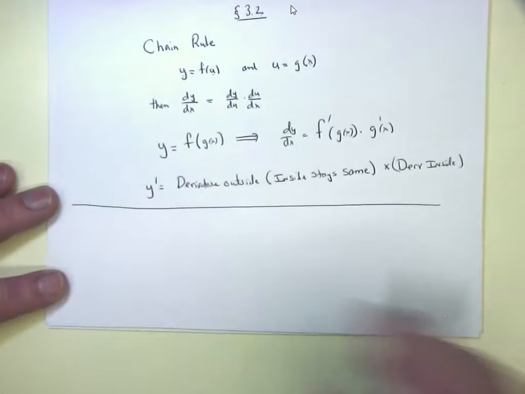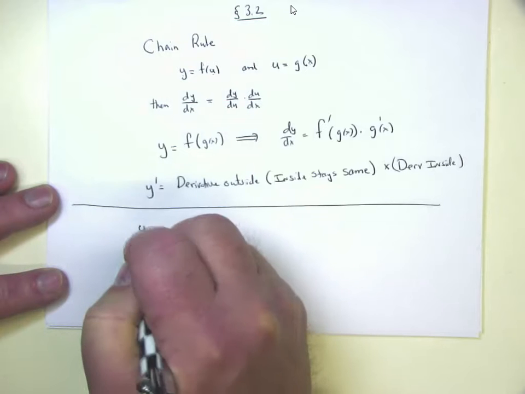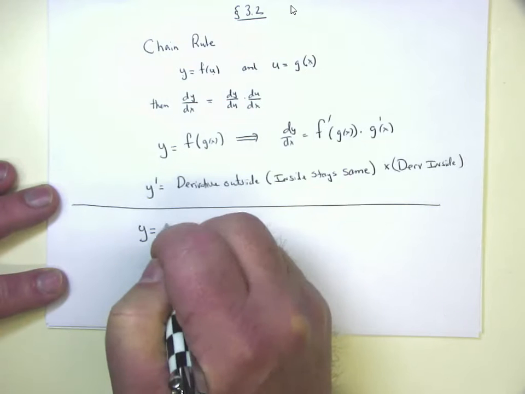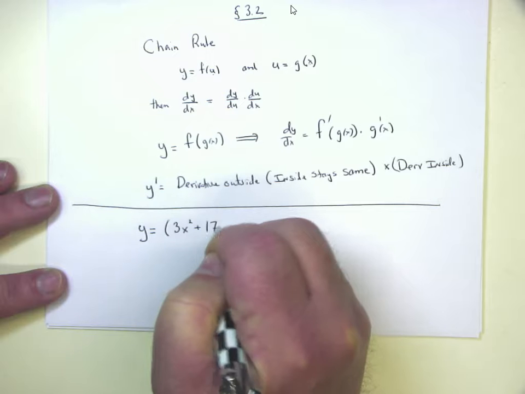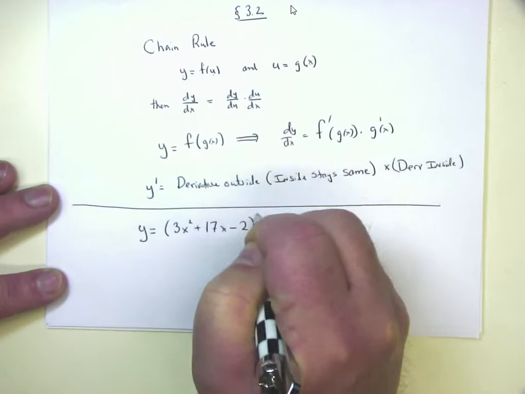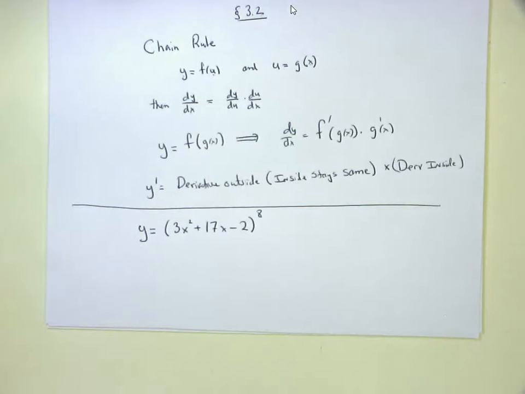If I give you this, y is equal to 3x squared plus 17x minus 2, raised to the 8th power. You stop, pause, and hesitate, and tell me what you see. I see this 3x squared plus 17x minus 2 on the inside, and the whole thing is raised to the 8th power, so that 8th power is on the outside. So that's the way you've got to look at this stuff, insides and outsides.